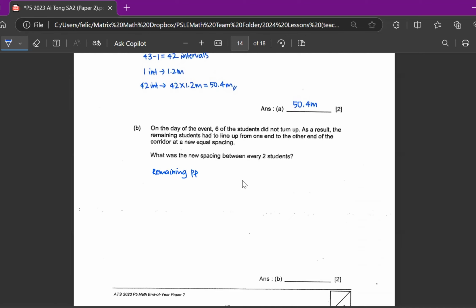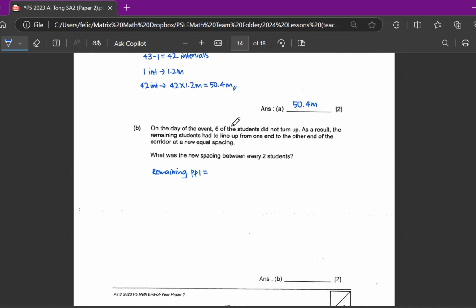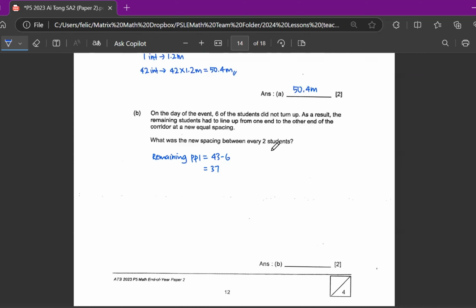I'll just put remaining people for short. Remember, there are 43 people initially, but 6 people didn't turn up. So 43 minus 6 is 37 people. So these 37 people must now rearrange themselves to create new spacing.